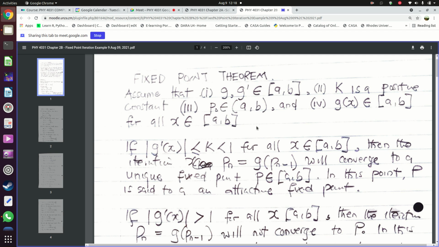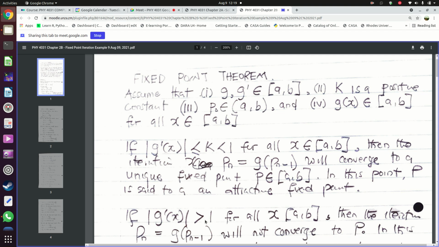Once you choose a starting point between a and b, you work out the derivative of this function g. Then you find the absolute value of the derivative for any value in this interval [a, b]. If the absolute value of the derivative is less than 1, then this function is going to lead us to the fixed point, which is the solution to our problem. If, on the other hand, the absolute value of the derivative is greater than 1, then the function we have chosen as our g of x will not lead us to this fixed point.